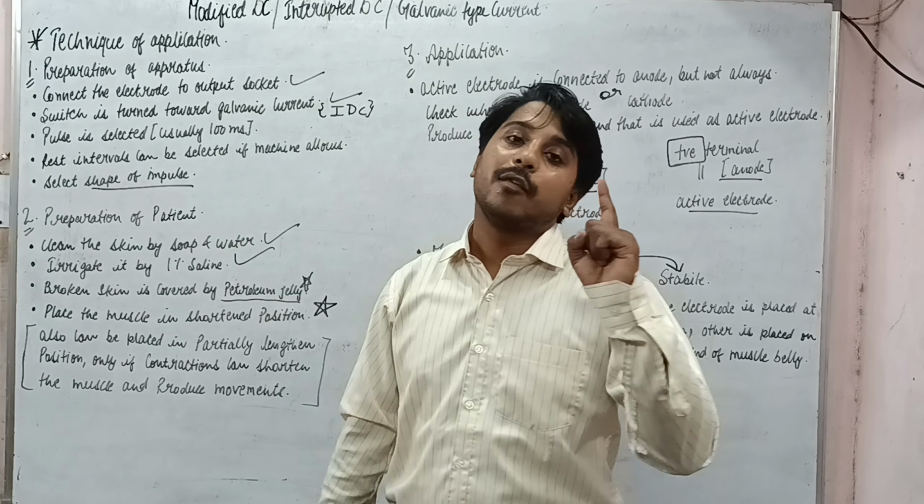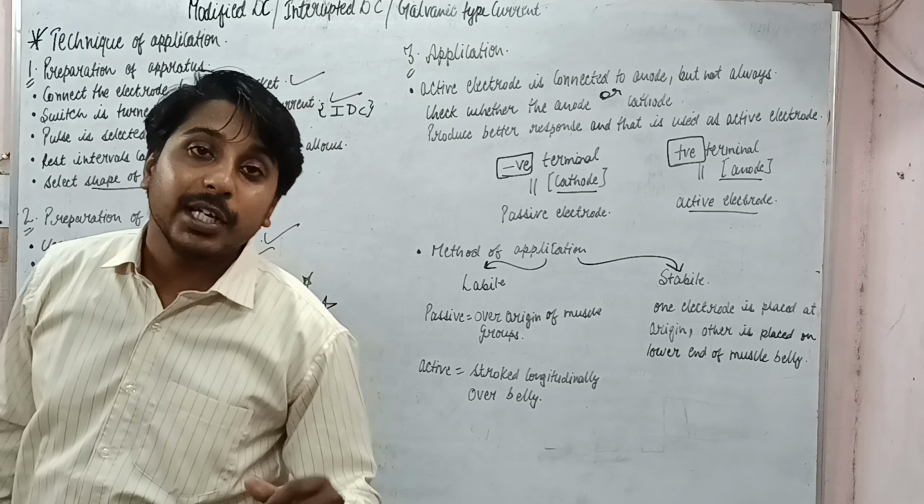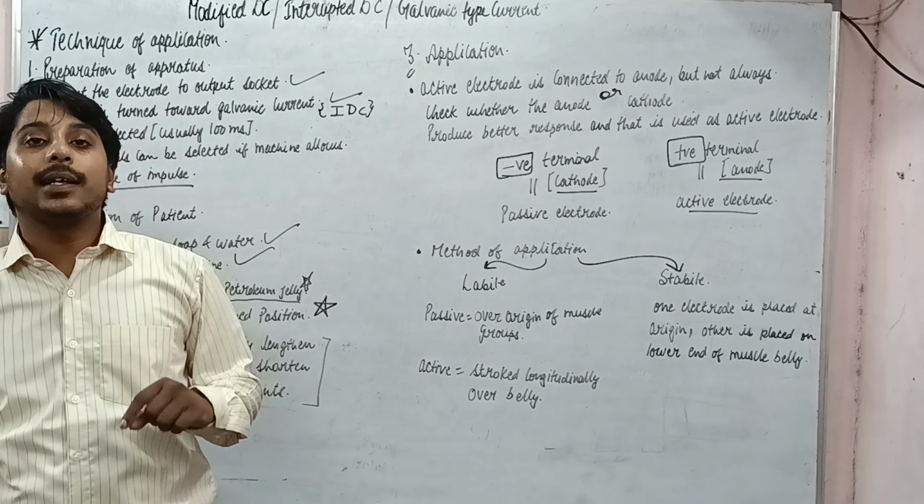In labile, one electrode is at the origin and the other is the pen electrode, which can be used to stimulate multiple muscles, that is, a large number of muscle groups can be stimulated in a single session. In stabile, one is at the origin and the other is at the lower end of the belly, and single muscle stimulation is produced, but a large number of contractions can be given.